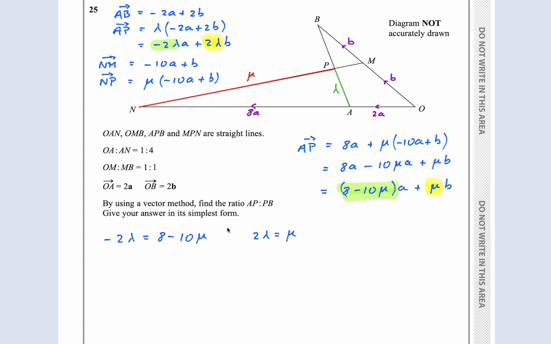So I now have two equations with two unknowns. I'm going to use substitution. Instead of mu here, I'm going to substitute 2 lambda. So I'm going to put this 2 lambda into here. So minus 2 lambda, this is the same, equals 8, that's the same, minus 10, that's the same. And instead of mu, I'm putting 2 lambda there. Okay. Multiply out, minus 2 lambda equals 8 minus 20 lambda.